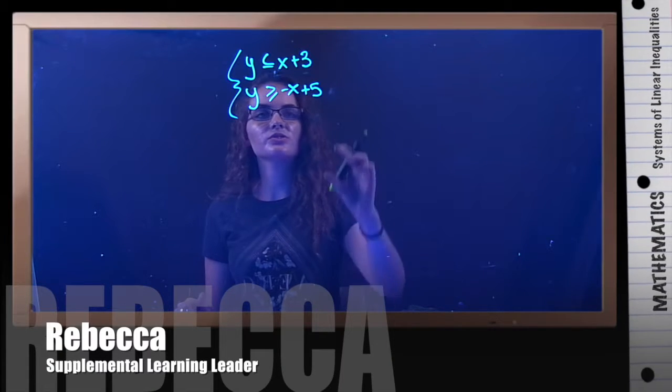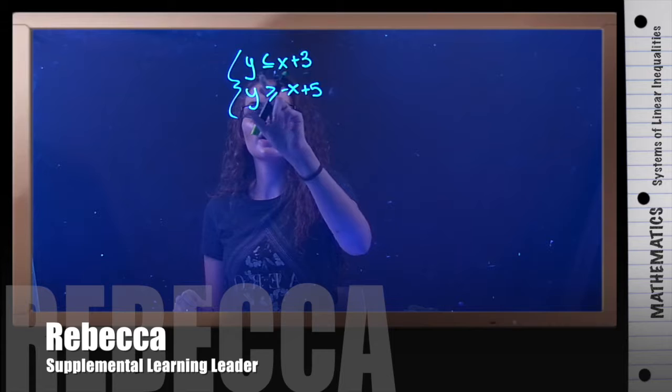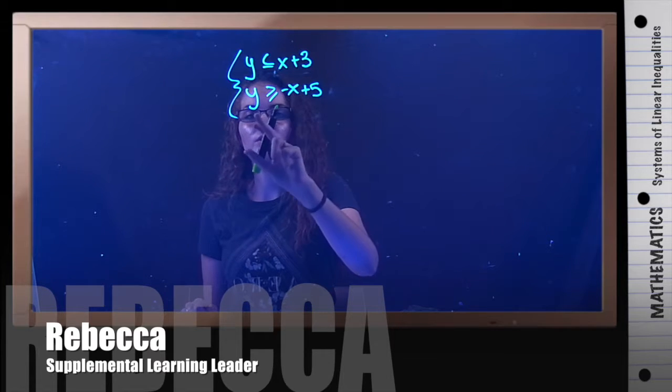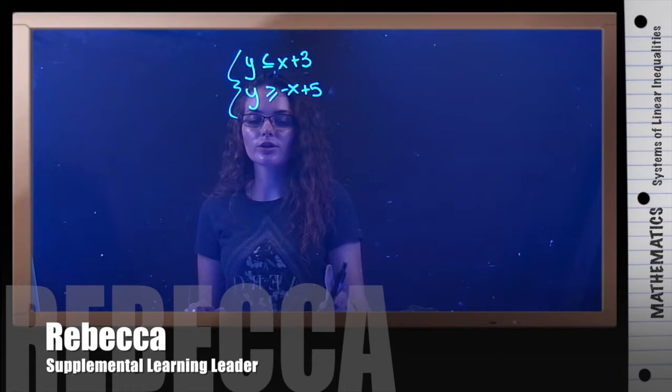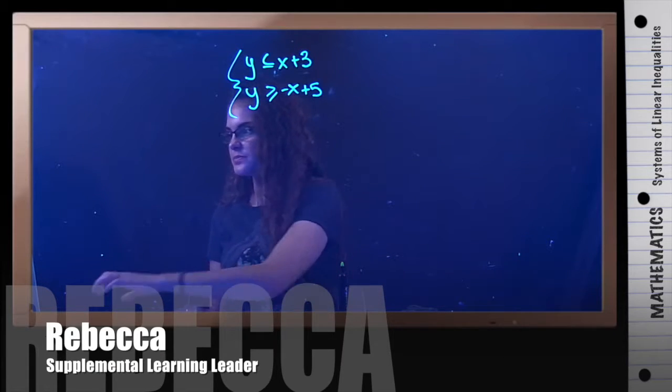For this example, we're going to solve this system of inequalities. y is less than or equal to x plus 3. y is greater than or equal to negative x plus 5. In order to do this, I'm going to use the graphing calculator.